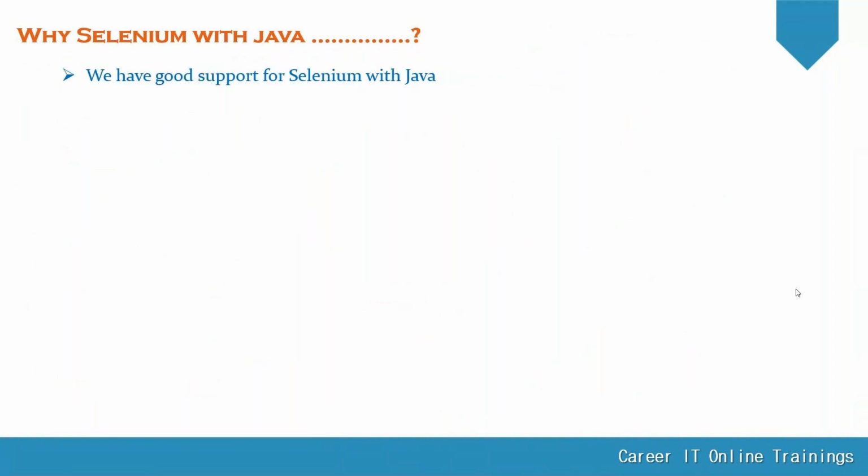Why Selenium with Java? Yes, till here Selenium is fine. Then Selenium supports multiple programming languages. That is one of the points in our last slide. So if it supports multiple programming languages, then why do we have to choose Java only? Why not Selenium with Python? Why not Selenium with C Sharp? Why not Selenium with something else? Yes, one thing, we have very good support for Selenium with Java, and at the same time, Selenium supports Java very well, and still in the market 90% of applications are developed on Java only.